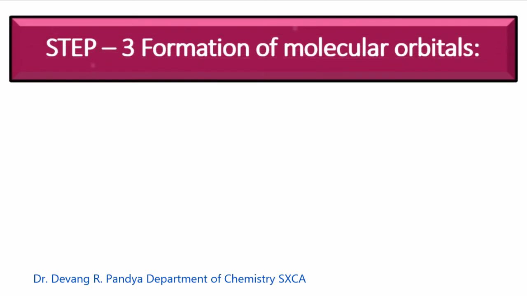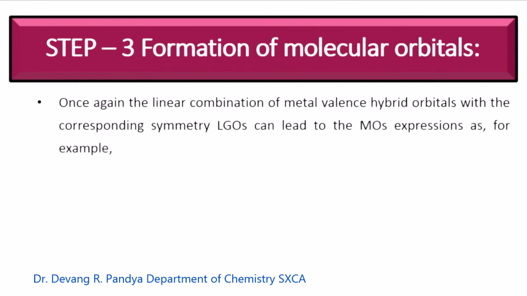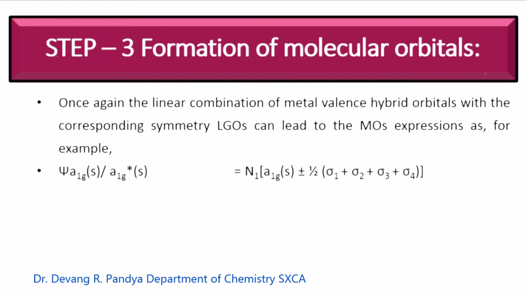So step 2 we learn. Now in step 3, let us form the molecular orbital and assign a wave function, quantum mechanical function to it. Once again, the linear combination of metal valence hybrid orbitals with the corresponding symmetry LGOs can lead to the molecular orbital expressions, as we can see in the example.